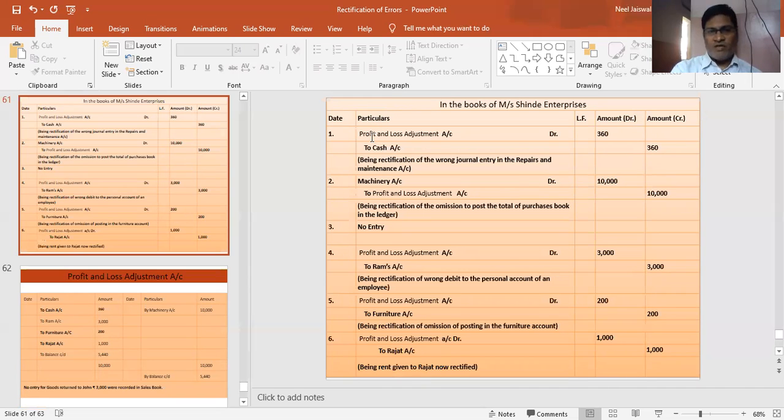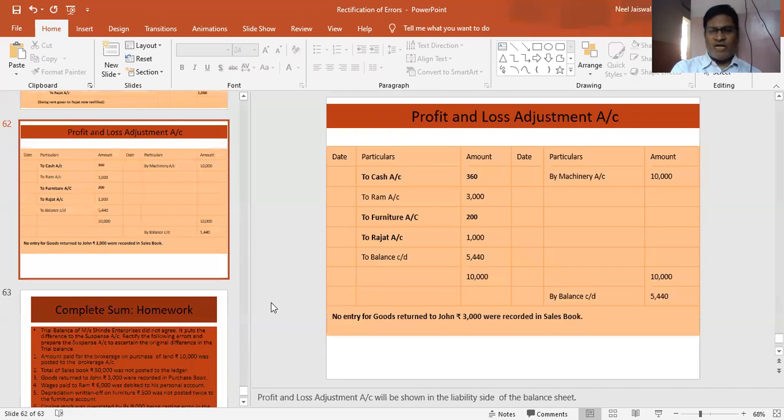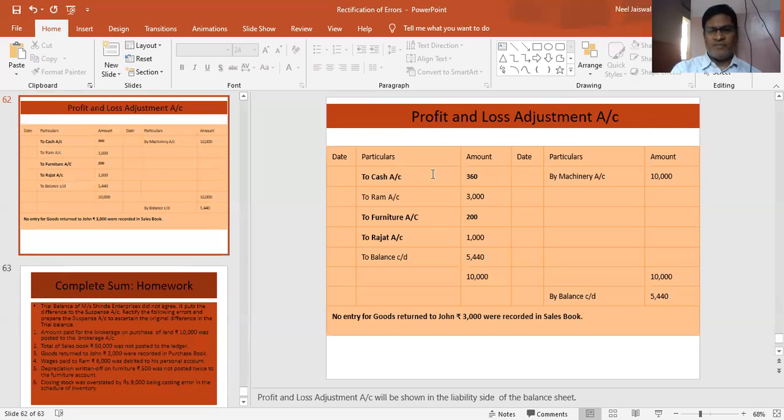So my first solution was profit and loss adjustment to cash. Second, machinery to profit and loss adjustment. No entry for the third one. Fourth, profit and loss adjustment to Ram. Fifth, profit and loss adjustment to furniture. And the sixth, profit and loss adjustment to Rajat. We have to prepare the PL adjustment account also, as it was asked in the sum. If not asked, you will not prepare it. If asked, then you will prepare it.